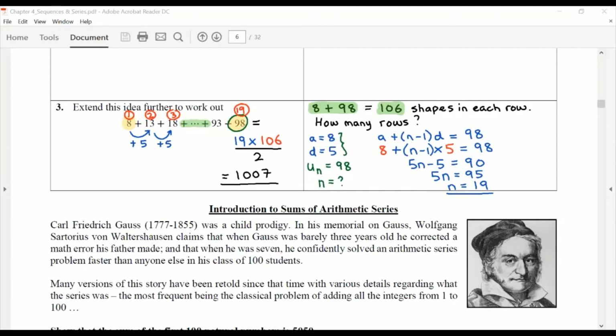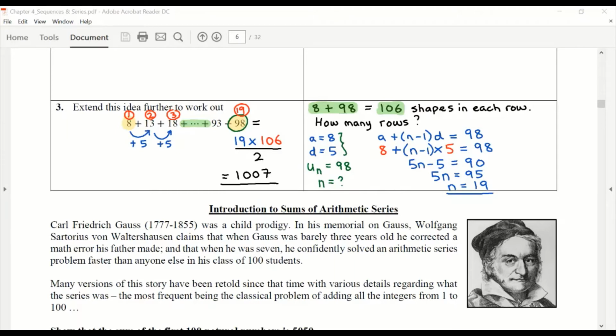Okay, so what we've actually done there is, in a kind of roundabout way, but we'll get onto the reason why we do it like this shortly, we've actually calculated the sum of 19 terms of an arithmetic sequence, which we call a series, because that's what we call it when we're adding them together. Okay, so let's have a look at the sums of an arithmetic series.